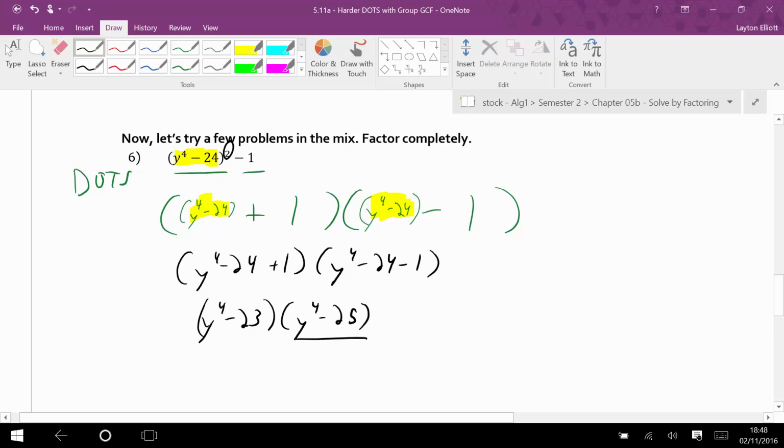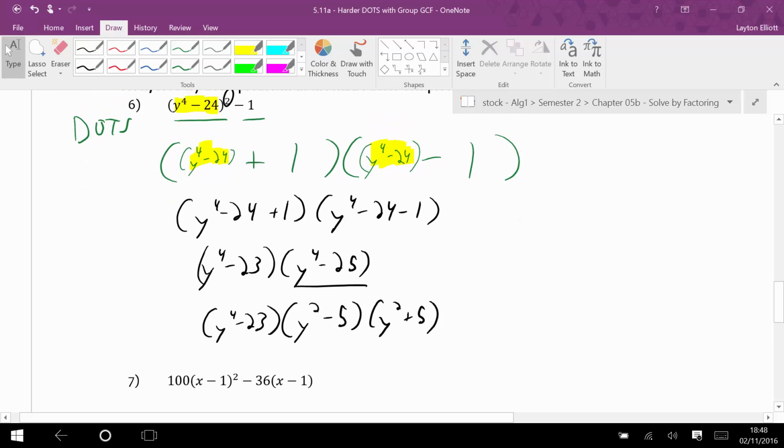Well, this second one can go further because that's a difference of squares. That'd be y to the second minus 5 and y to the second plus 5. And we can't take any of those down anymore because they're not differences of squares. 5 is not a square. And the y to the fourth minus 23 also has to continue down, and that one's done because it's not a difference of squares.